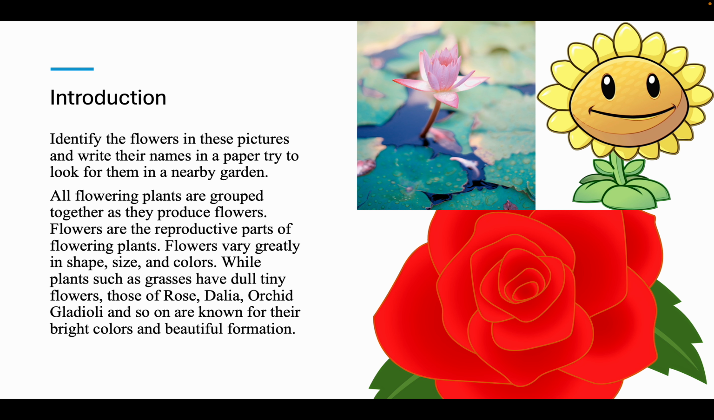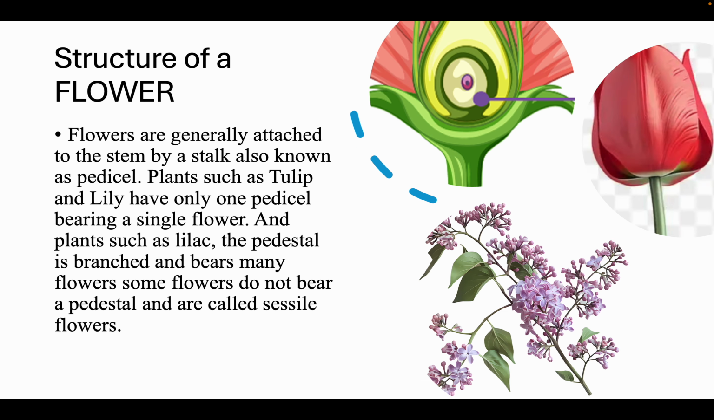The plants such as grasses have dull, tiny flowers, but those of rose, dahlia, orchid, and gladioli are known to have bright and beautiful formation, bright colors with beautiful formation. Now, beauty, I don't know how they say this is beautiful, this is not beautiful, but yeah, it's soothing to our eye. Okay. Now, this is a typical structure of a flower, right?